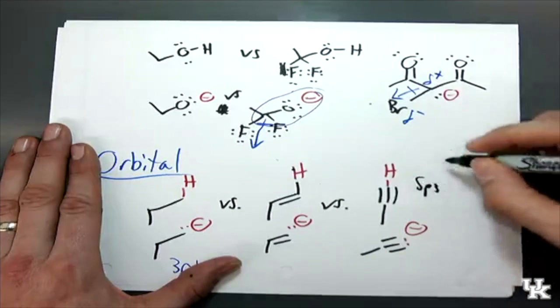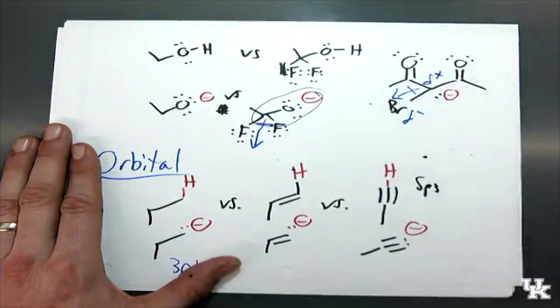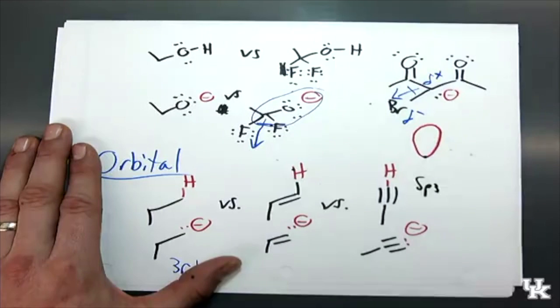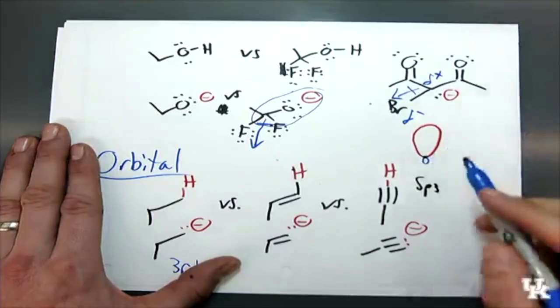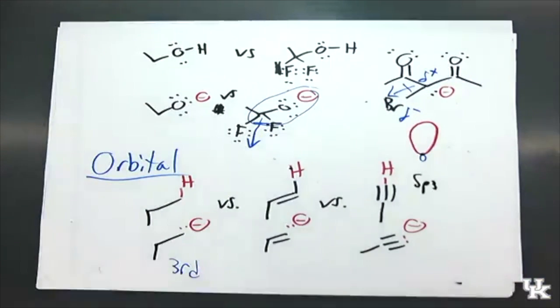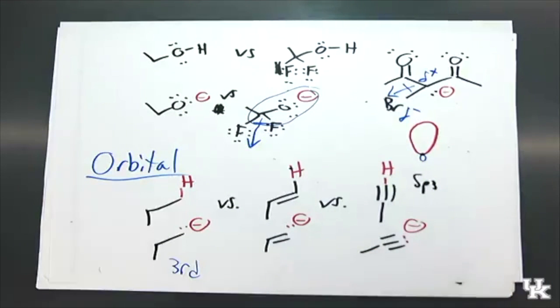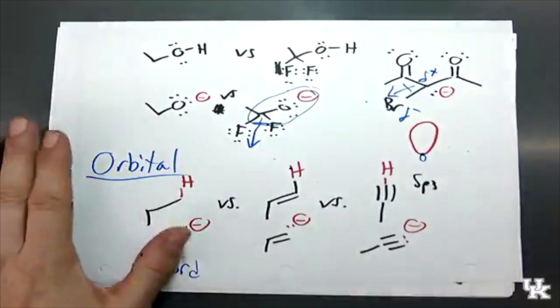So if you have an sp3 carbon here, the hybrid orbital for that looks like this, right? With one big side and one little side, because when you mix the s and p orbitals, there are 3 p orbitals to 1 s, and the orbital looks a lot more like one big p instead of having much s character at all. Now let's look at the sp2.